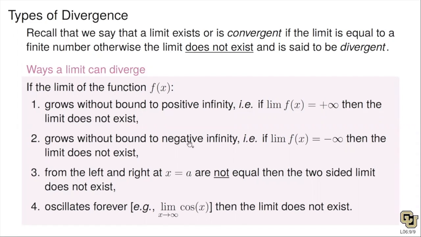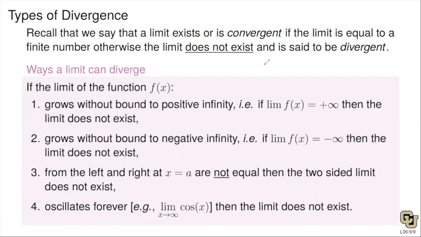Finally, the fourth way a limit can fail to exist is if the limit oscillates forever. So consider the limit of cosine of x as x goes to infinity. Think about the graph of cosine. It just oscillates between -1 and 1 forever, without ever approaching one number, getting closer and closer to one number without actually attaining a limit. So for a function that oscillates forever, like cosine of x as x goes to infinity, the limit does not exist.